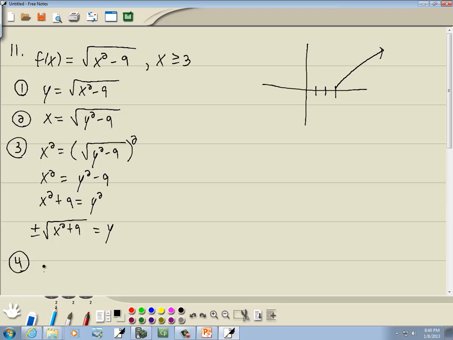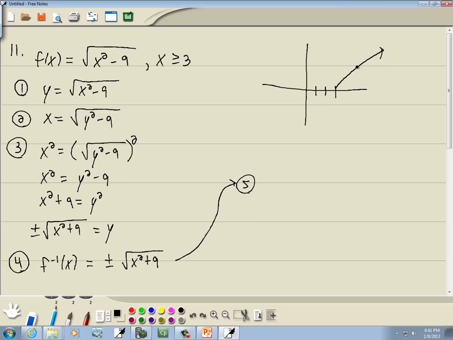Step 4, put our inverse notation in. So we've got the inverse of f is equal to plus or minus the square root of x squared plus 9. Now there's a problem with this right here. If I was just double checking to make sure I did my algebra right, if I take a look at this, it has a plus or minus of some sort. We can't have the plus or minus, so this is not 1-to-1. So step 5, we need to figure out how to make it 1-to-1.